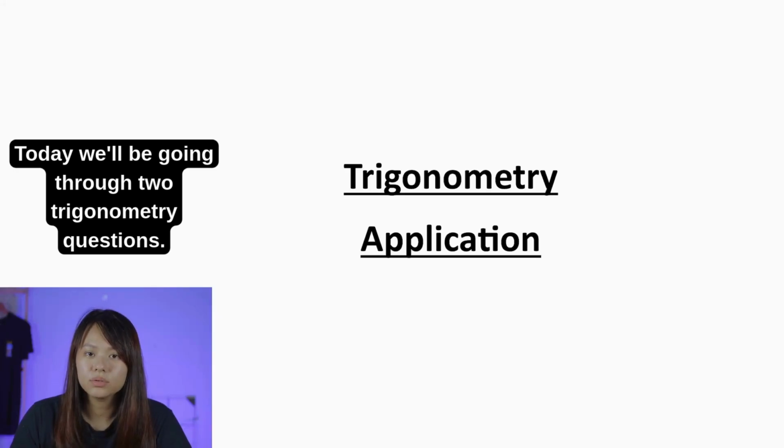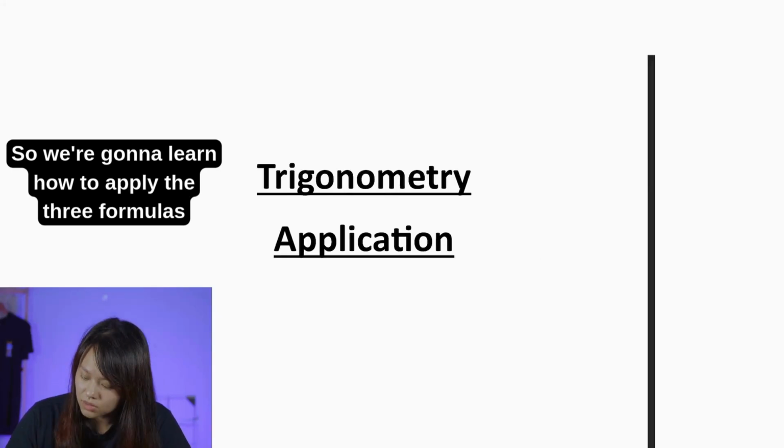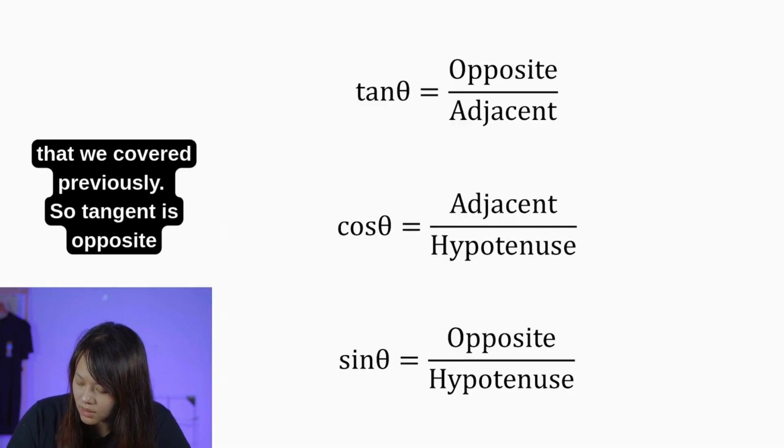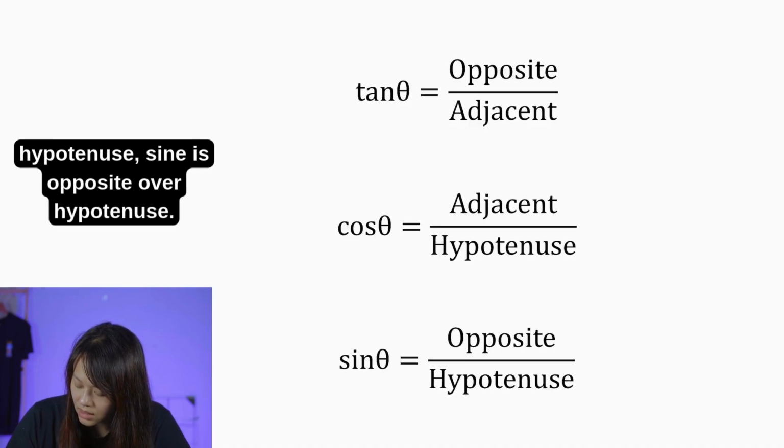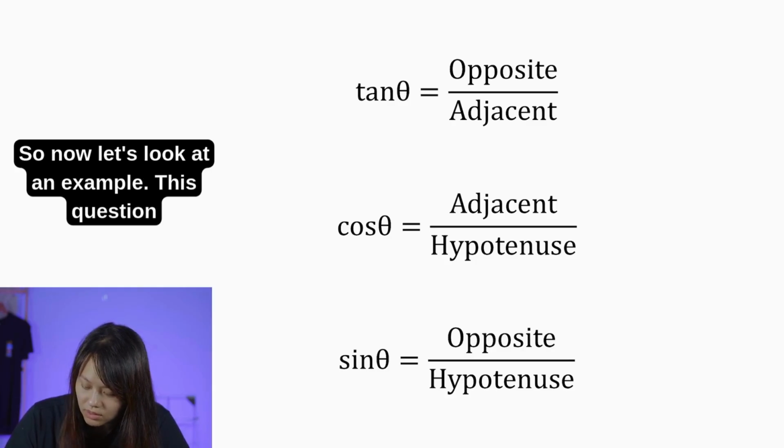Today we'll be going through two trigonometry questions. We're going to learn how to apply the three formulas that we covered previously. Tangent is opposite over adjacent, cosine is adjacent over hypotenuse, and sine is opposite over hypotenuse. Now let's look at an example.